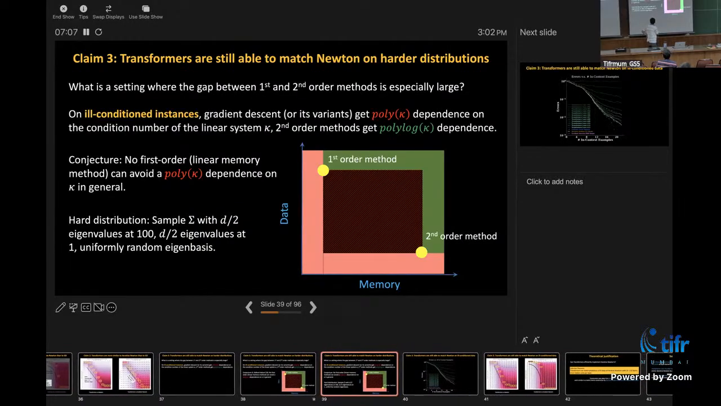So we could sample an ill-conditioned matrix now. So earlier I was just sampling from a Gaussian with an isotropic covariance, so the condition number was 1. So now I'll choose the covariance sigma to have d over 2 eigenvalues at say 100 and d over 2 eigenvalues at 1. And I'll choose the eigenbasis uniformly at random for every sequence. So every sequence has a uniformly random eigenbasis and the covariance matrix has a condition number of 100.